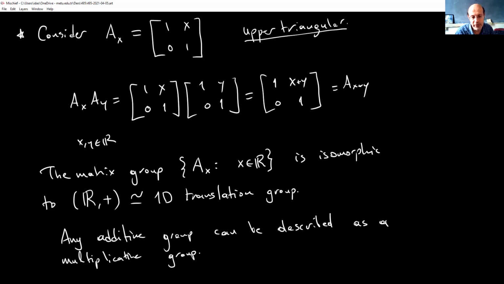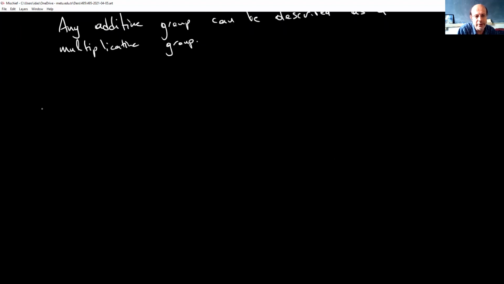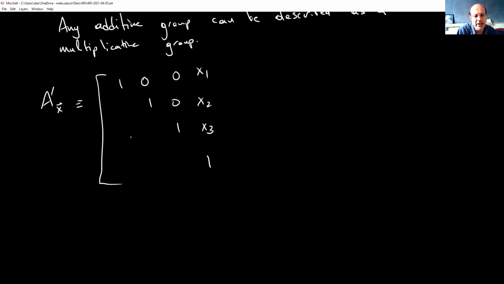So this is one way of describing this as a matrix group. Let's say A prime of X, whatever, A prime of X. I'm going to define it like that. So this is 1, 1, 1, 1. I think these are X1, X2, X3. These entries are all equal to 0. So that's a 4x4 matrix.